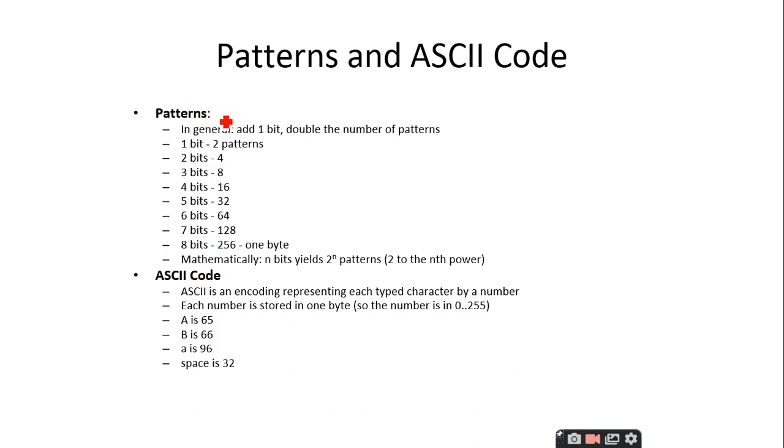And coming to patterns, this was already discussed. In general, each additional bit doubles the number of patterns. So 1 bit is 2 power 1, that is 2 patterns. 2 bits give 4 patterns, 3 bits give 2 cube patterns, 4 bits give 2 power 4. Like that, 8 bits give 256 patterns, which is called 1 byte. So the mathematical formula is, if you have n bits, it yields 2 power n patterns. Simple thing. That's all about the patterns.